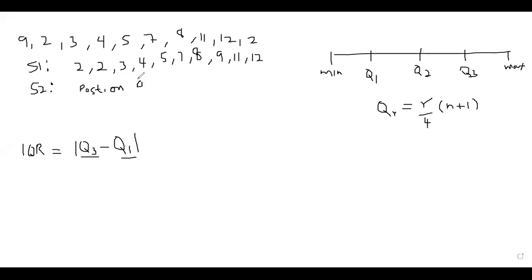So the position for Q1, R is 1 here, right? Good. So that will be 1/4 times the bracket, and our data set is 10: 1, 2, 3, 4, 5, 6, 7, 8, 9, 10. So 10 plus 1, which will be 11/4, that will be 2 and 3/4, which is 2.75.